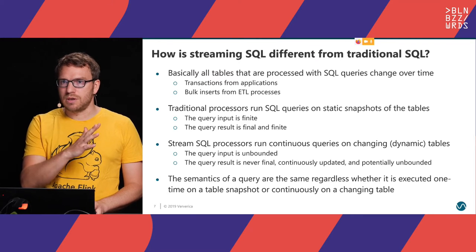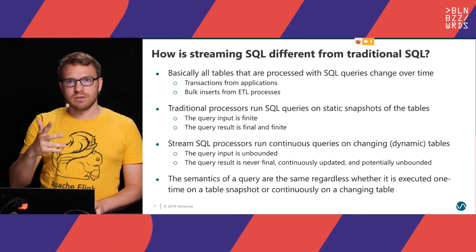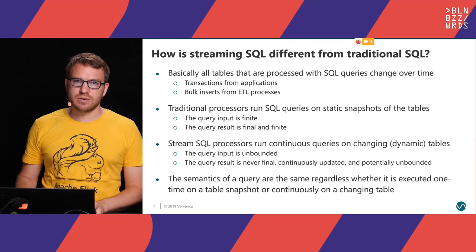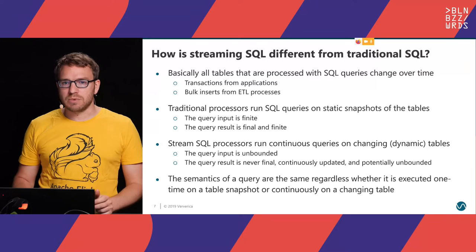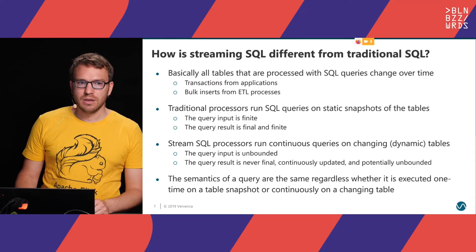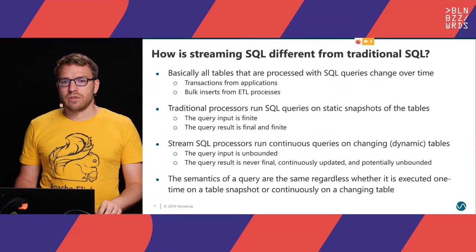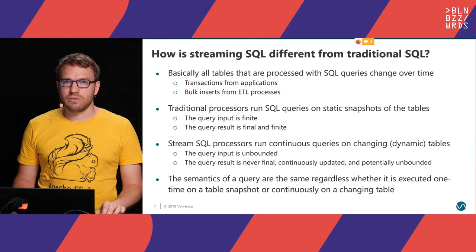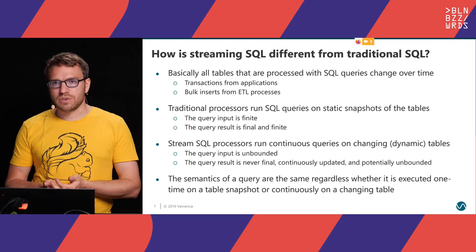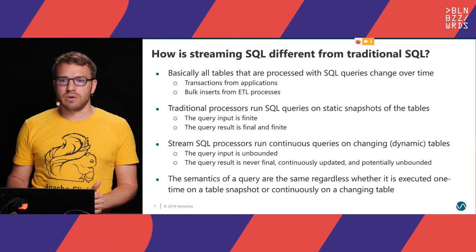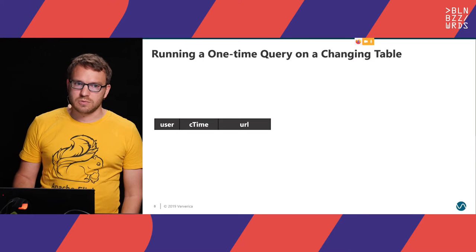There might come some row in the source table that changes just some fields or some rows of the output. So the output needs to be continuously updated. However, you can basically also show that the semantics of a query that is run on a static snapshot of a table or continuously on a table are actually the same, and we'll have a small example for that.